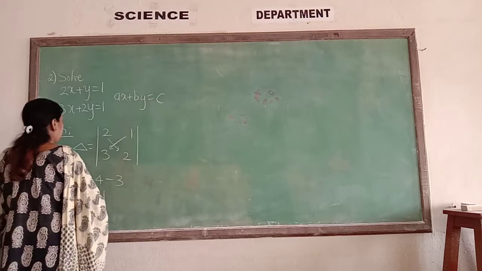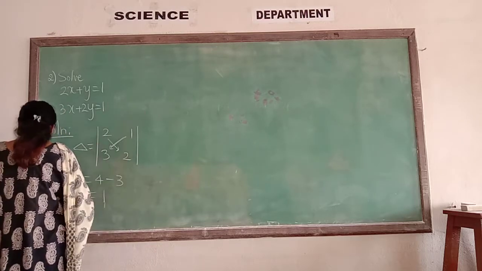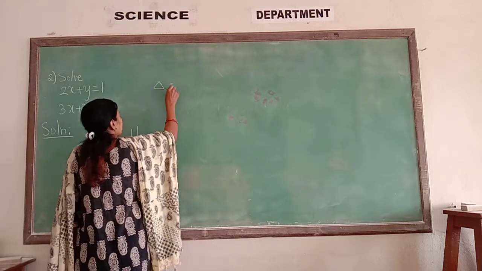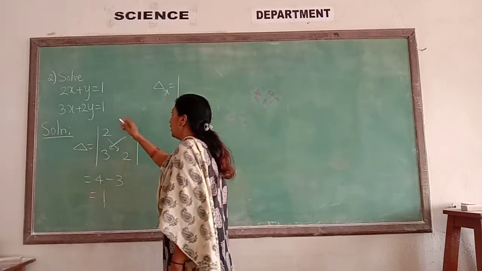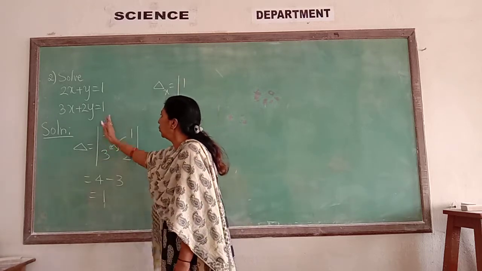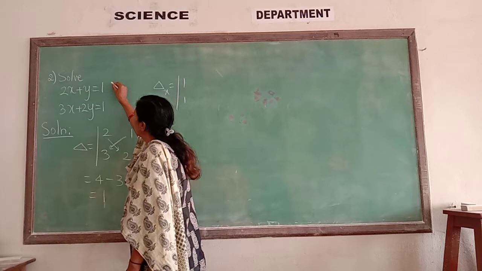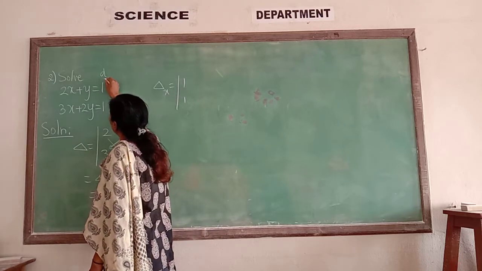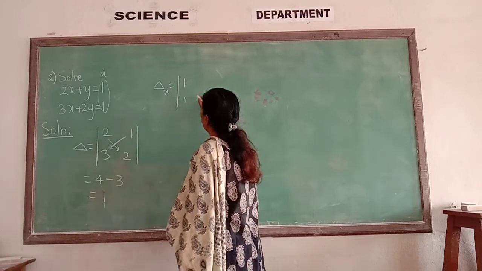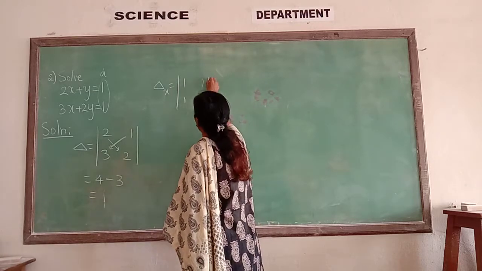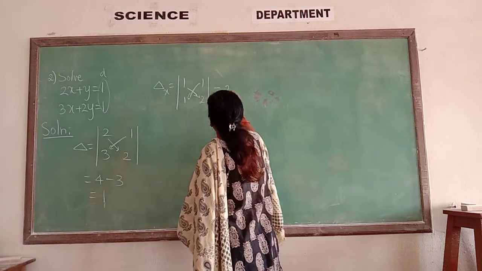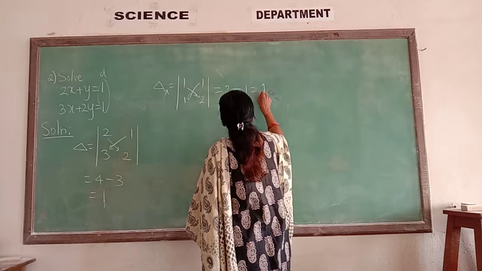Now let us write delta x by replacing the x coefficient. You have to replace the x coefficient by the constant 1 here. Instead of 2, 3, you should write 1, 1. That is the D column, the constant column, and then 1, 2. So expand it. What do you get? Cross multiply. You will get 1 times 2, minus 1 times 1, equals 1.